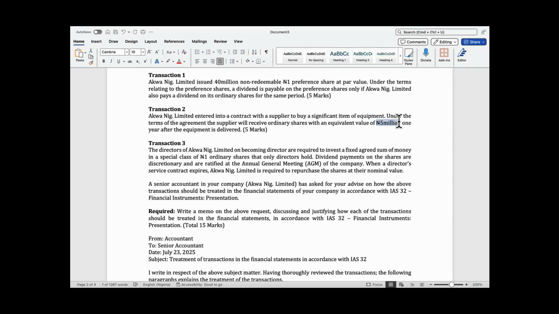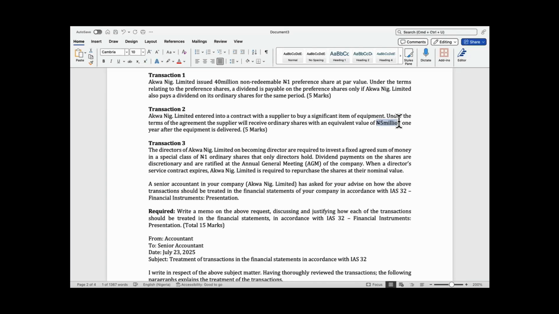Anytime you see that, before you can say something is equity, that yes, we are issuing shares, be sure that the number of shares we are issuing is fixed. We need to know how many shares we are issuing, not one where we are not sure because it depends on the value. No, no.